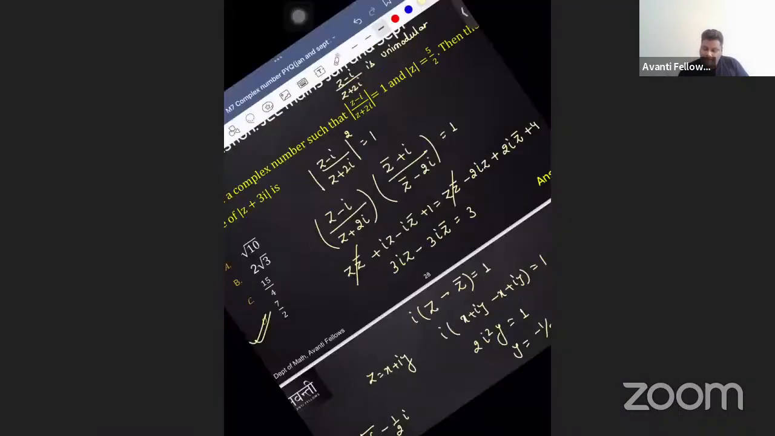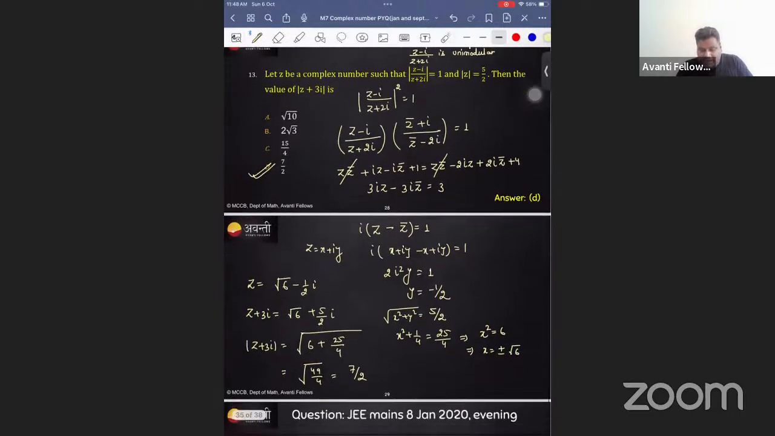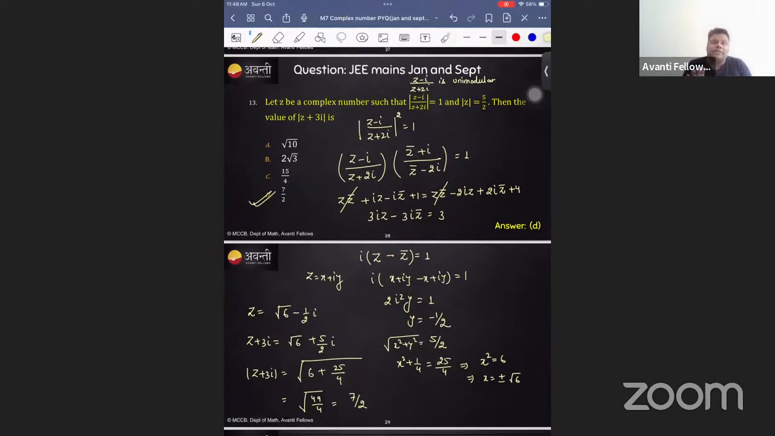Am I clear? Now, even if I take x as minus root 6, you would have got the same answer. Check once.